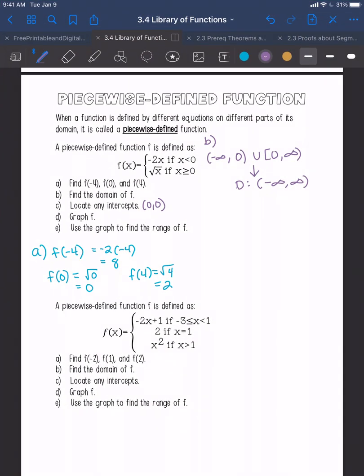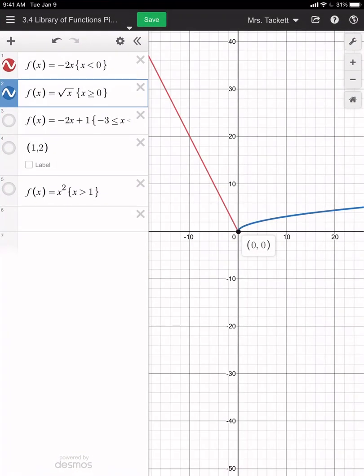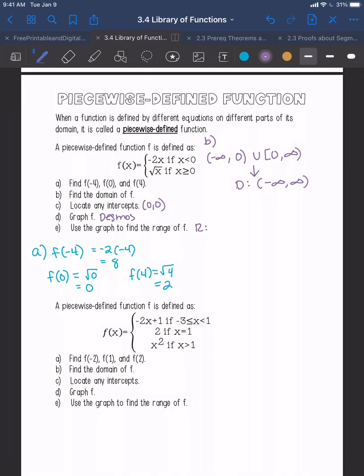So we graph this in Desmos. And then use the graph to find the range. Well, the range, if you notice our smallest y value, it never goes below 0. So our range is from 0 to positive infinity, including 0. All right.